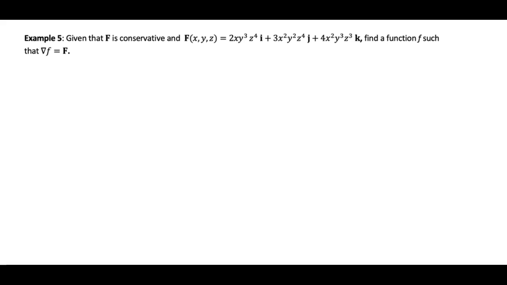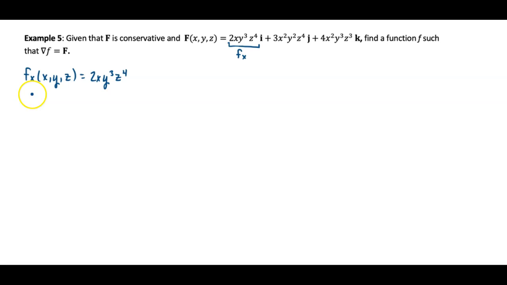And so, let's start off, and we're just going to start our process with the partial with respect to x. I'll always start here and just go from left to right. I think that's the best way to go about it. And so I will start off with the fact that the partial with respect to x of this function f of x, y, and z is just equal to 2xy cubed z to the fourth.